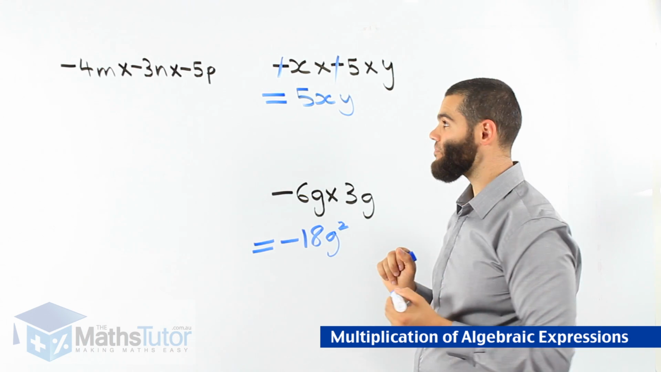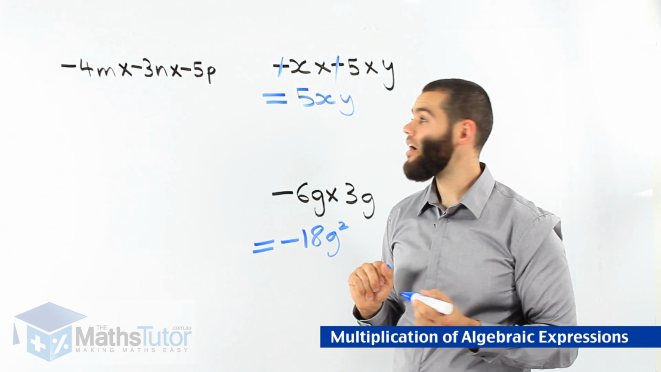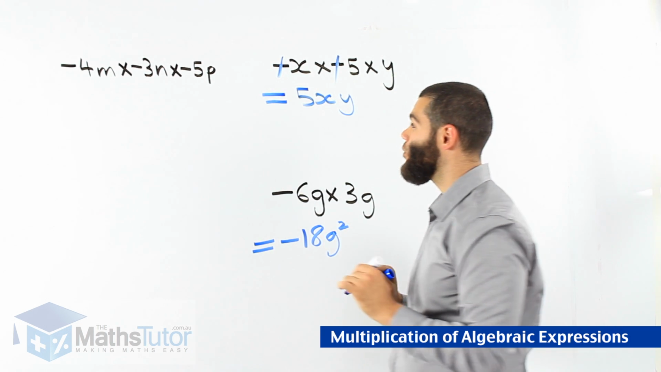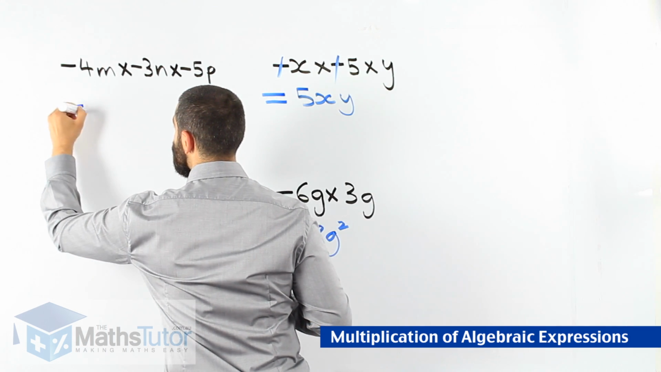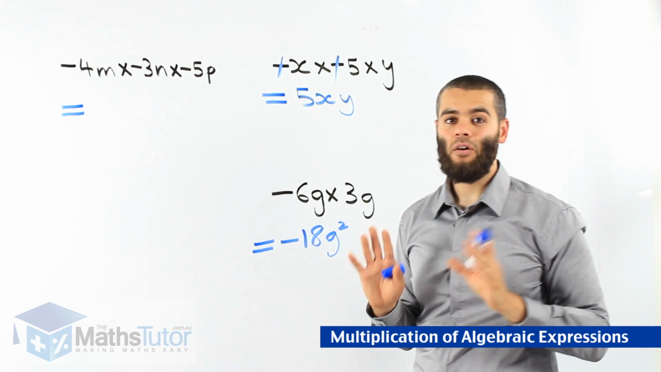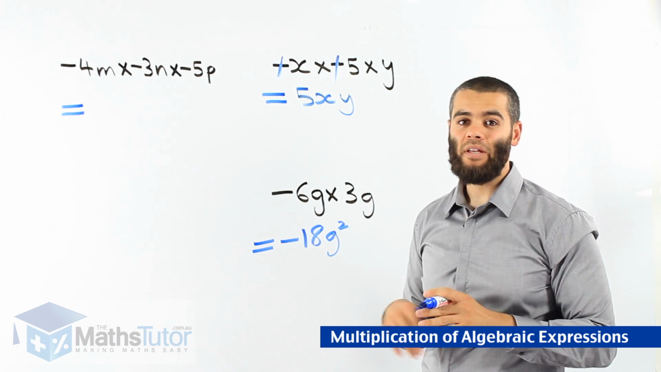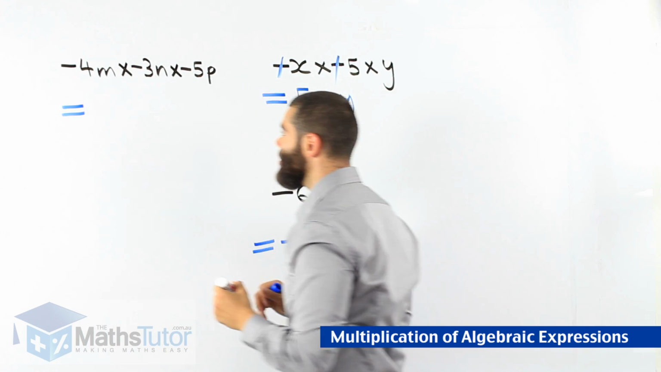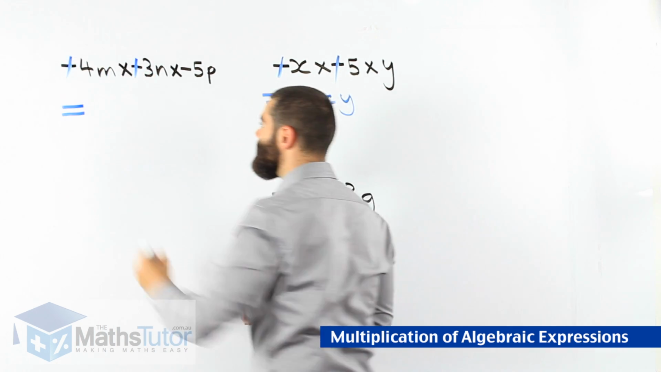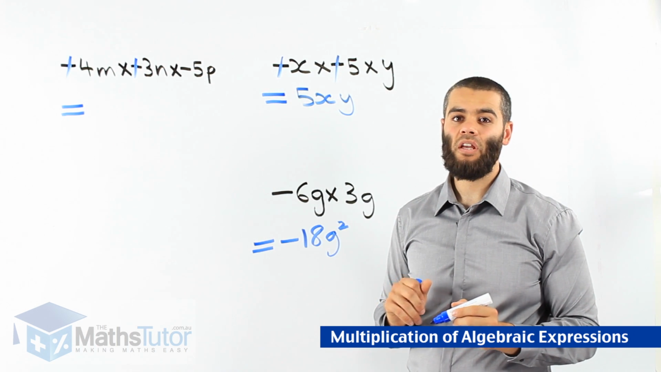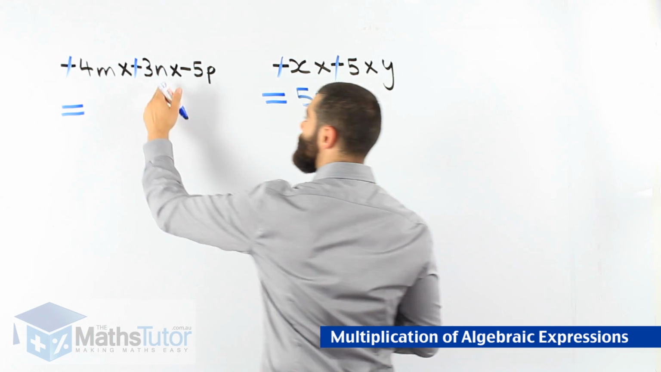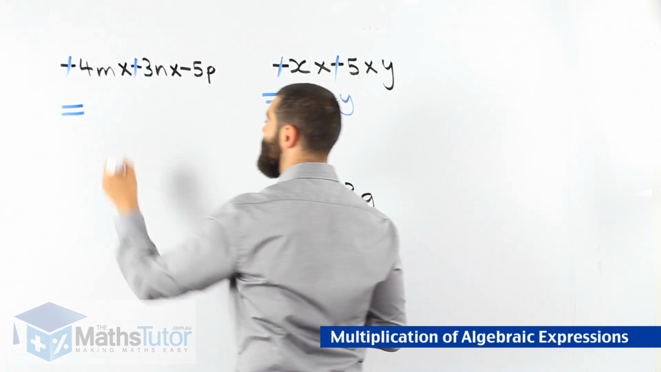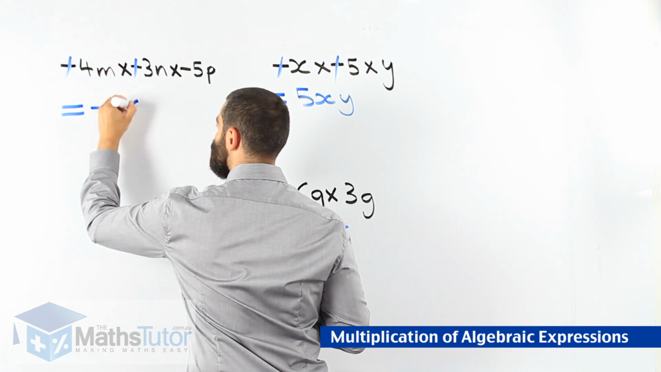Last example. Negative 4m times negative 3n times negative 5p. Well, let's get started with the multiplication. We know we multiply everything together. We don't look for like terms at all. Multiplication, you times everything together. Negative 4 times negative 3. We know that they cancel. So 4 times 3 is 12. Then 12 times negative 5 is negative 60.